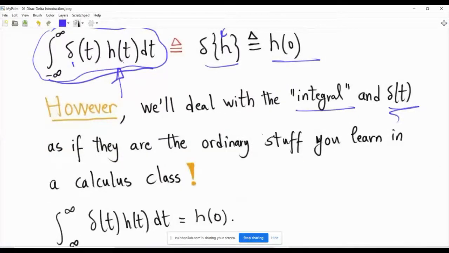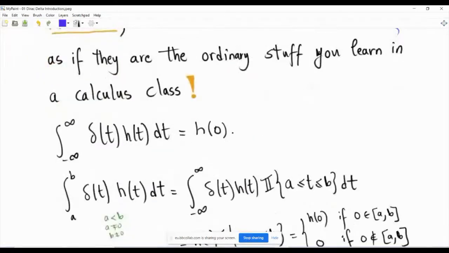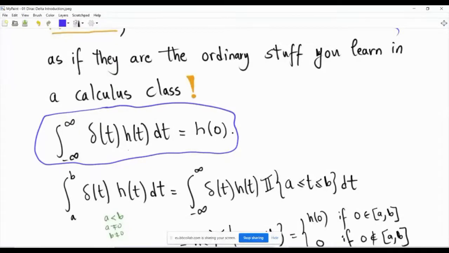Okay, so basically we will try to learn together what shortcuts are there, so that we can employ the Dirac delta in our analysis of systems and in Fourier terms and so on. So this integral again, we will pretend that it is true, and we will deal with this guy as a function, although it is not.